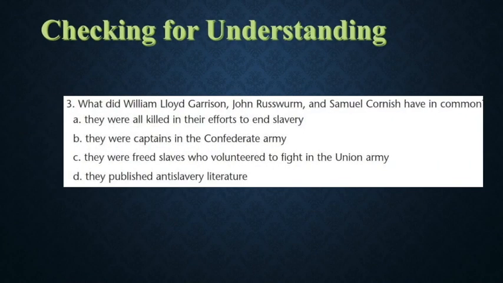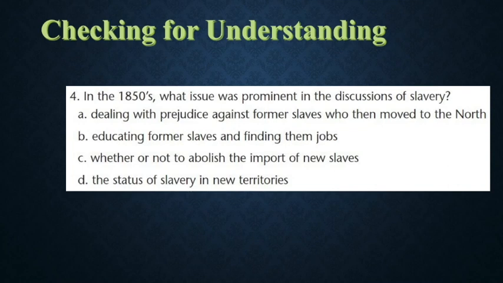What did William Lloyd Garrison do? Now, we haven't talked about John Russwurm or Samuel Cornish, but they did exactly the same thing. Yes, these were all abolitionist publishers. They published literature for people in the North so that they could better understand and strategize ways to do away with slavery. In the 1850s, what issue was prominent in the discussions of slavery? That's right. It wasn't so much a question of whether or not we should have slavery, although some people were taking the let's end slavery. It was the discussion of what happens in new territories.